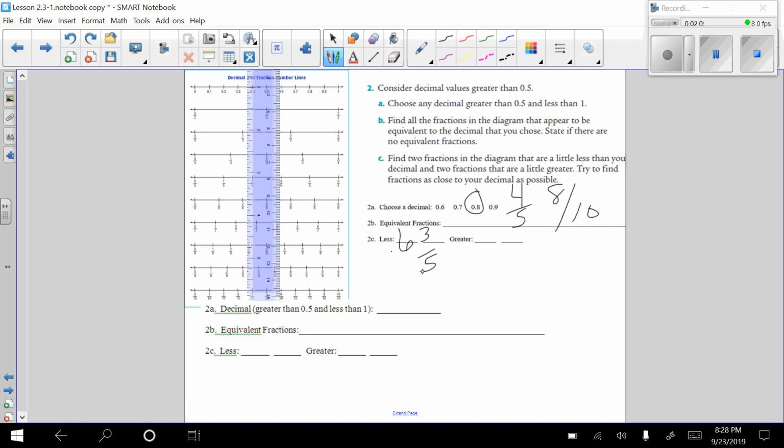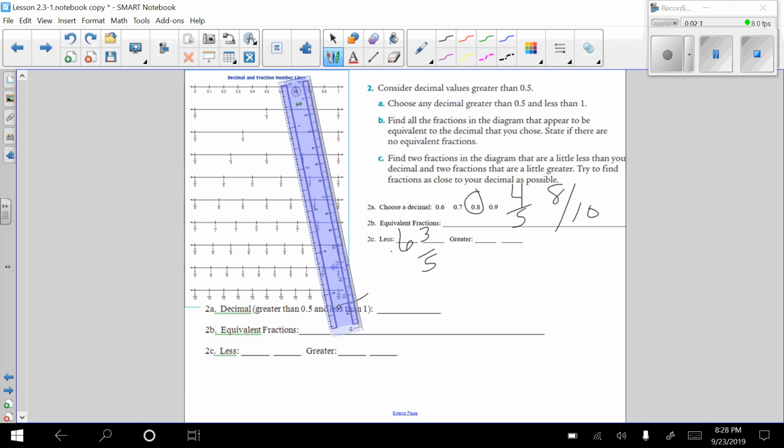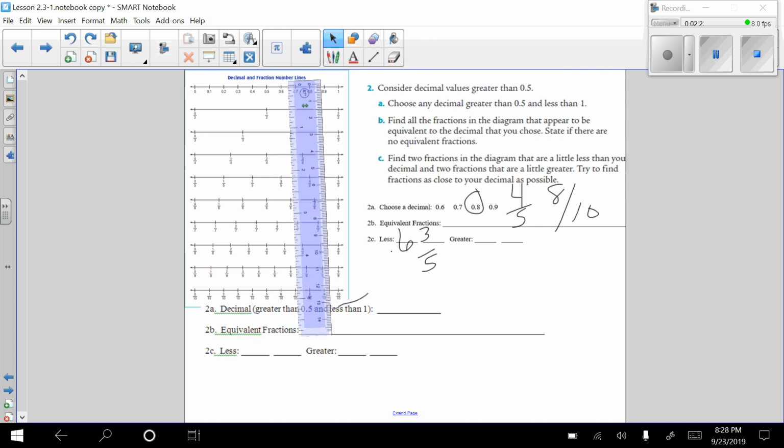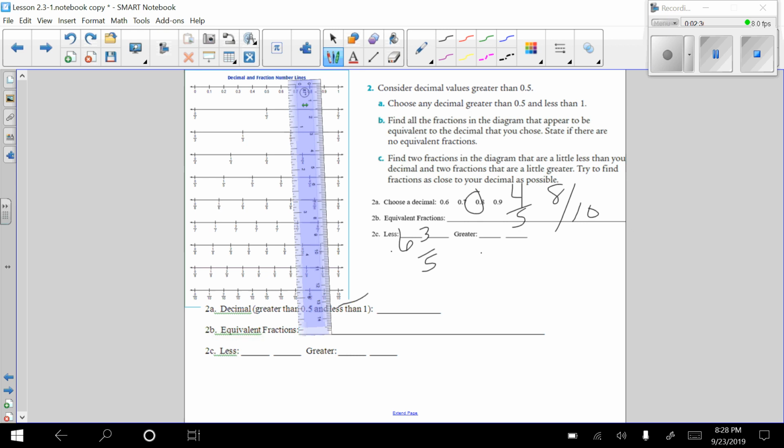If I wanted something greater than 0.8, I could go on over to 0.9. And let's see if I can get my ruler to go straight here. It kind of turned on me a little bit. There we go. Let's get that straightened back out and move it on over. Well, we can see that 0.9, if I look up and down on 0.9, is about the same or equivalent to 9/10. Go ahead and play with that a little bit and see what you can do.